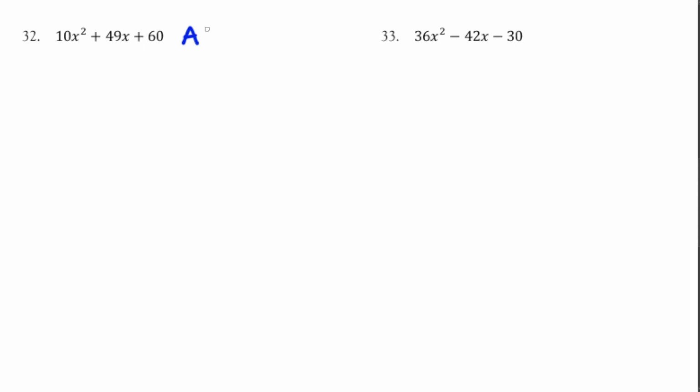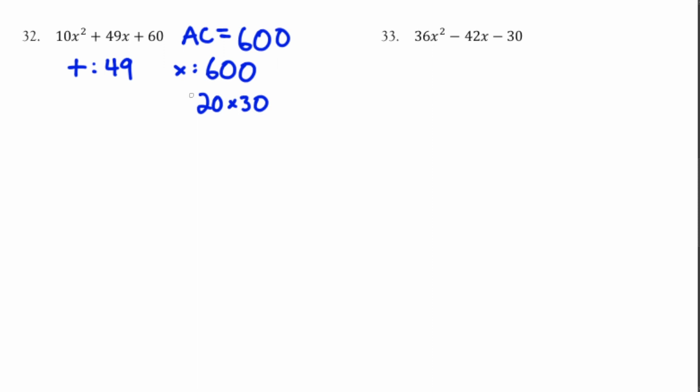AC is 10 times 60. Well, that's 600. So we're looking for two numbers that add up to 49 and multiply to 600. Is this even a thing? Okay, 600. 600 is 20 times 30. 20 times 30 is too large. Those add up to 50. Wow, that's really close to 49.